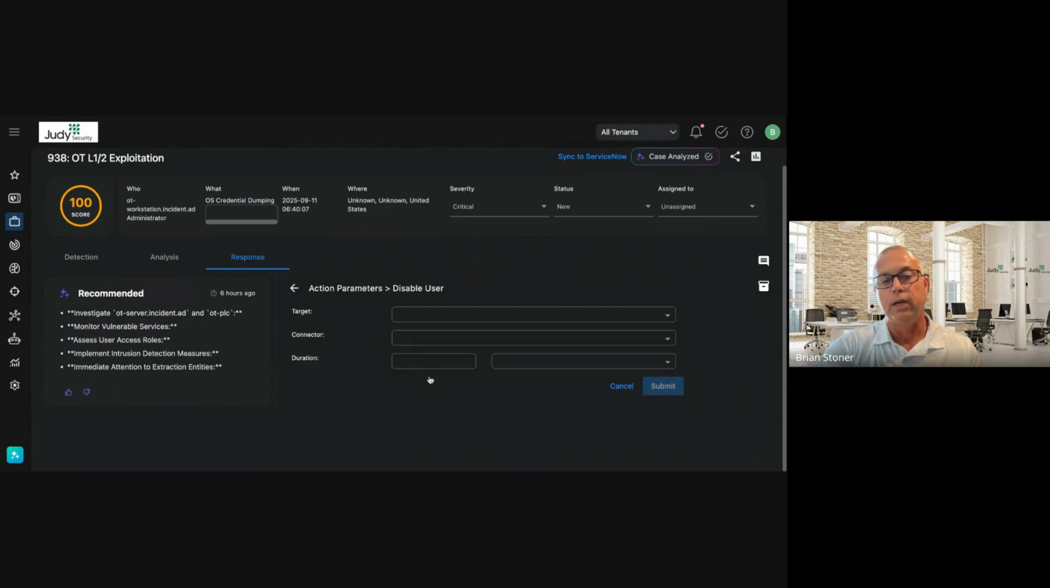Similarly, if this attacker created a user because they compromised one of the administrator accounts, we can take a similar action to either disable it temporarily or disable it forever. This is a great example of how even small businesses can have enterprise level cybersecurity.